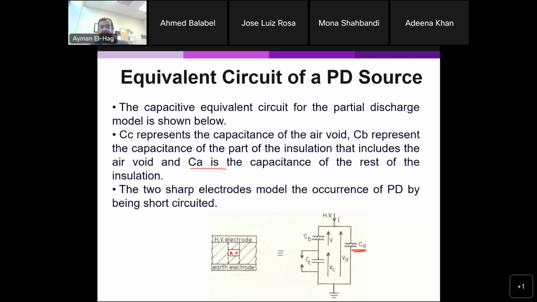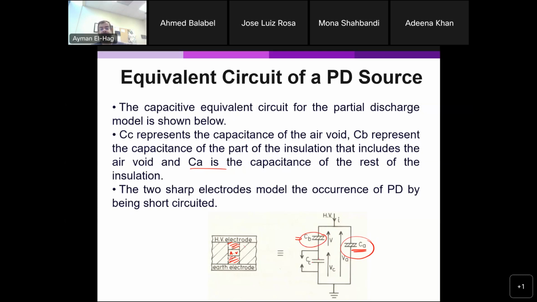Now, CB represents the capacitance of the insulation system above and below the air void. So this is your CB. And CC represents the capacitance of the air void. So we have two parallel branches. When you apply the high voltage, the electrical stress on the equivalent healthy system will be equal to the voltage of CB plus CC.